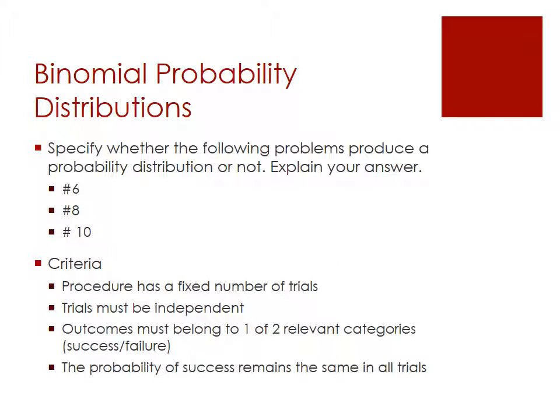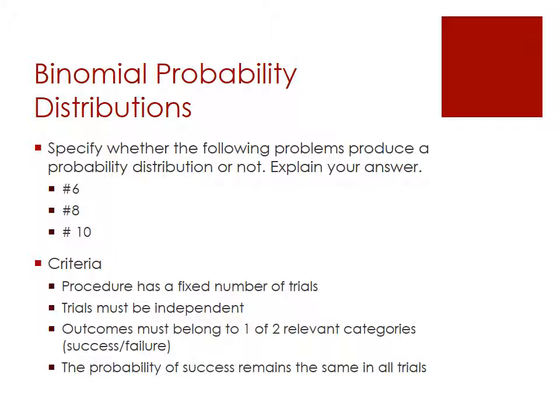So let's look at specifying, first of all, whether the following problems produce a probability distribution or not. Be sure to identify how they meet each of these 4 criteria. Pause the video here, take some time and go through problems number 6, 8, and 10 in your book for this section, and make sure how they address each of these 4 criteria. Once you've got that in your notes, turn the video back on and let's check them together.